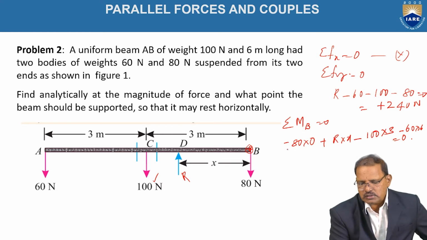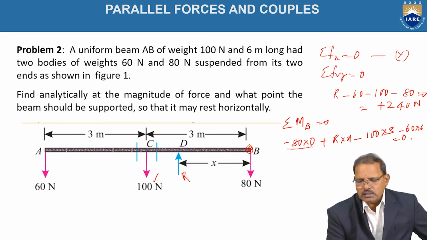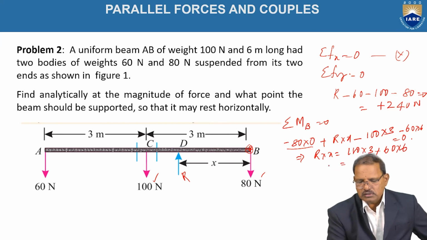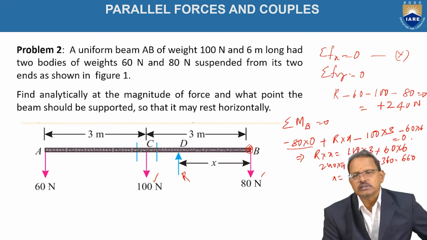By using these equations, since we are taking moments at point B, the moment created by 80 newtons at point B is equal to 0. That means the remaining forces give R into x equal to 100 into 3 plus 60 into 6, which is equal to 300 plus 360, equal to 660. R is already found to be 240, so 240 into x. Hence x is equal to 660 divided by 240. This is our required answer.